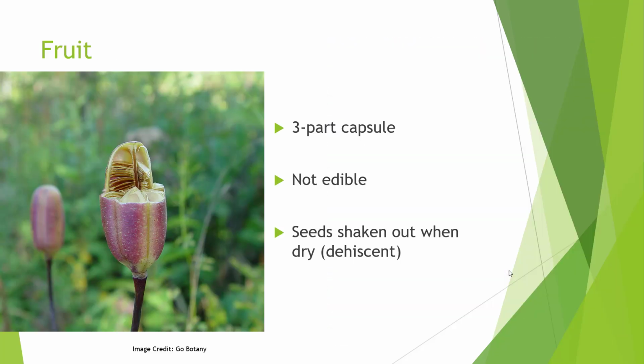Now the fruit here is a 3-part capsule. Doesn't that look delicious? No, because lily fruit really aren't edible. Now, there might be some exceptions, or you can always try to make a stew out of it or something, but no, most of them are just dry. And the seeds can be shaken out because they break apart along certain little lines. And we're going to use the term dehiscent later in the class to describe that kind of a fruit.